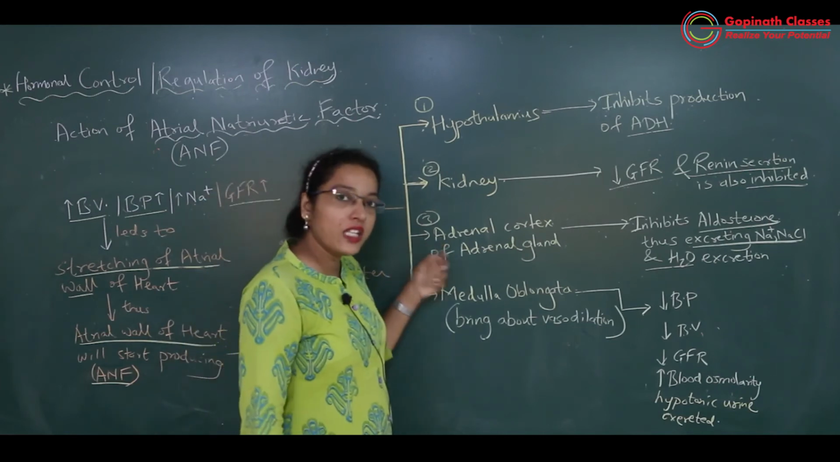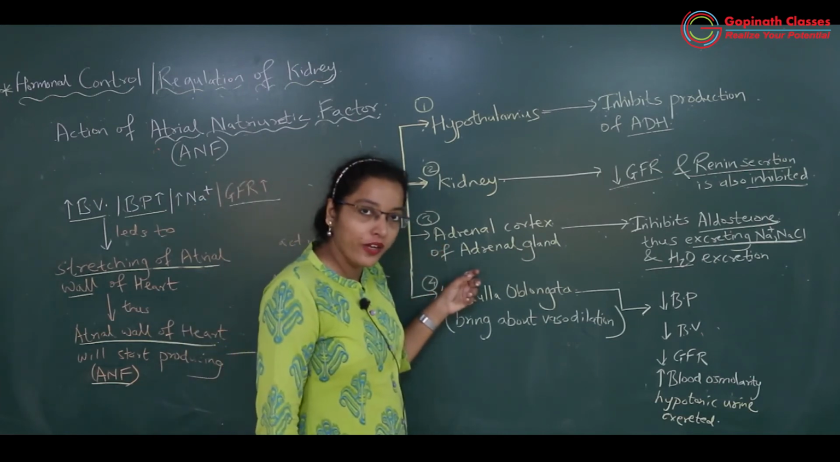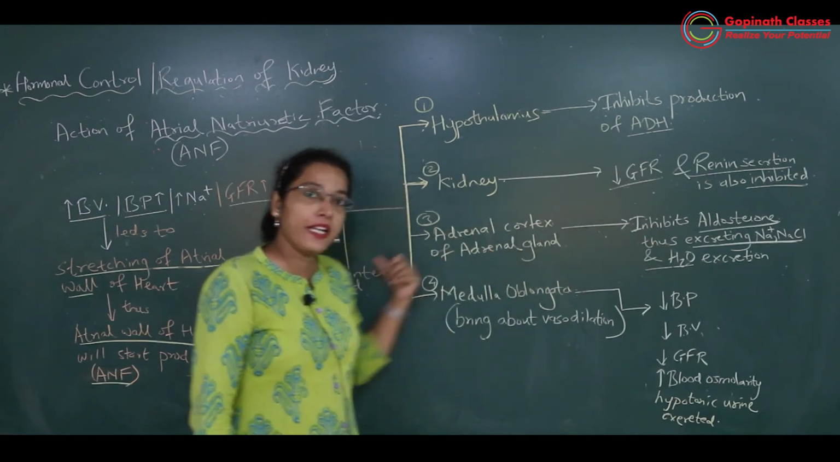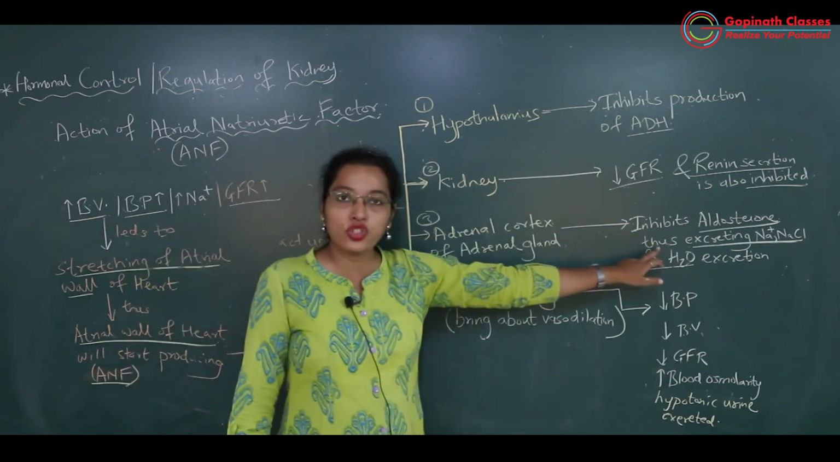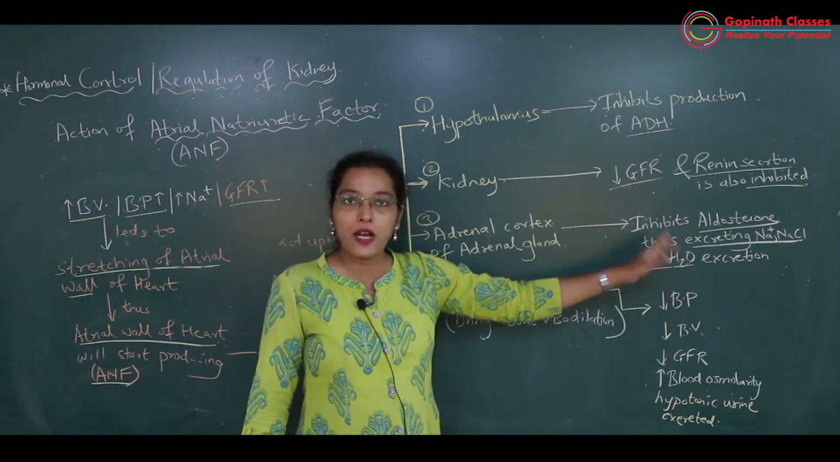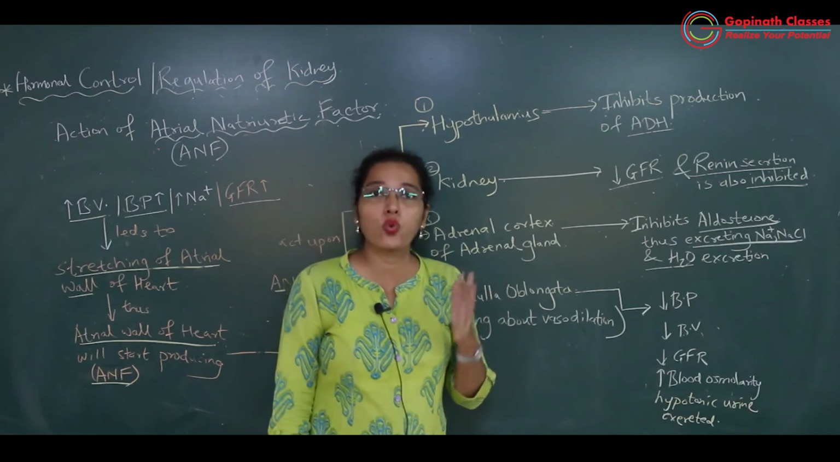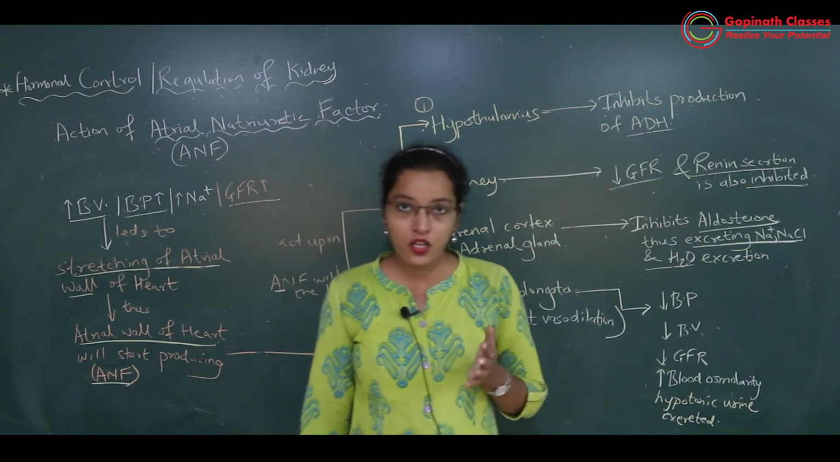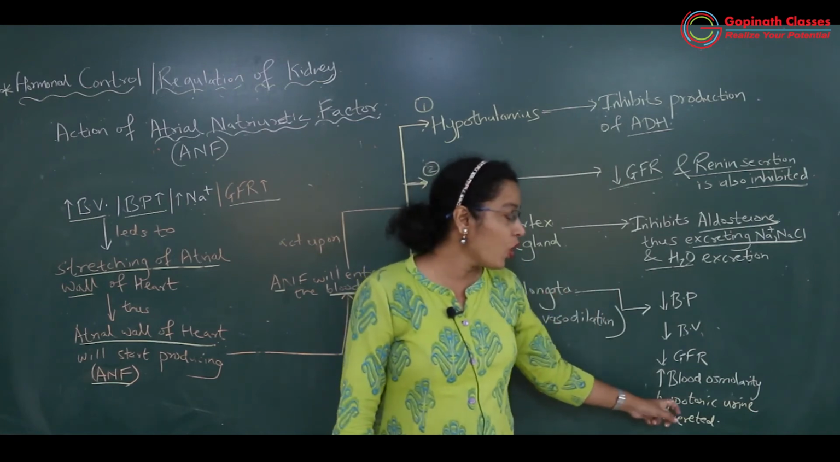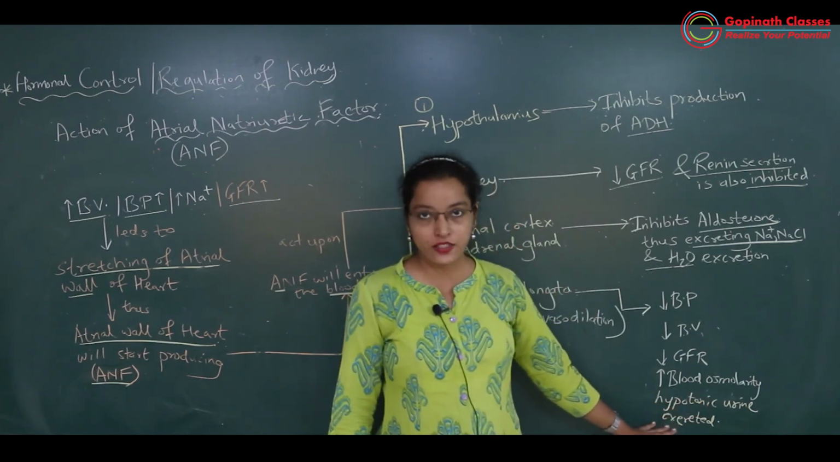Okay, then what is the activity of adrenal cortex of adrenal gland? Adrenal cortex produces aldosterone, but ANF will inhibit aldosterone production and there will be no more reabsorption of sodium ions and water. Thus sodium ions, then NaCl and water will be excreted out, leading to hypotonic urine excretion.